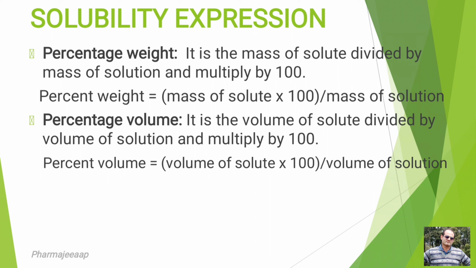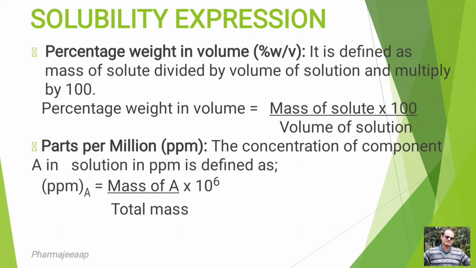Next is percent weight. It is the mass of solute divided by the mass of solution, multiplied by 100. Next is percent volume. It is the volume of solute divided by the volume of solution, multiplied by 100. In percent weight we consider weight, whereas in percent volume we consider volume.